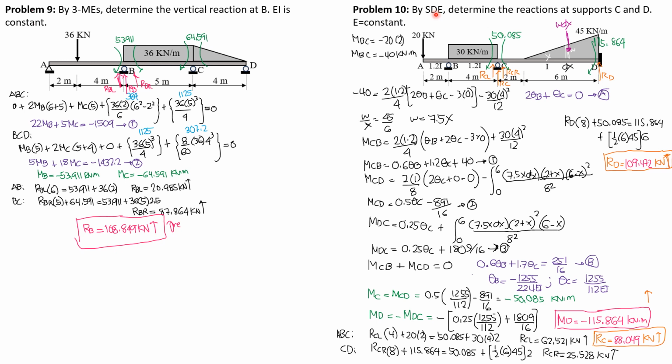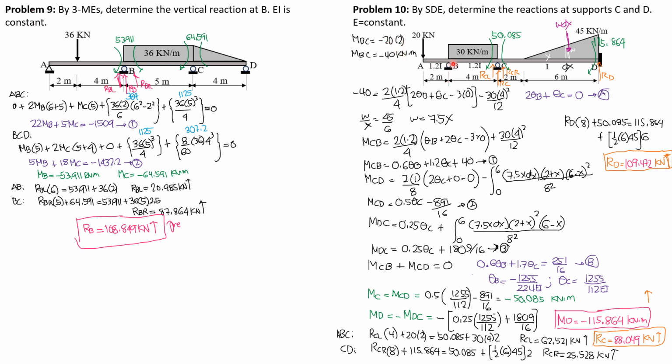Problem 10, by slope deflection equations, determine the reactions at support C and D. E is constant. So at C, it's thus the vertical reaction, while at D, we have vertical reaction and moment reaction MD. So by slope deflection equation, we know that the moment BA is positive 20 times 2, but the moment BC is negative 20 times 2, so it is negative 40 MBC.